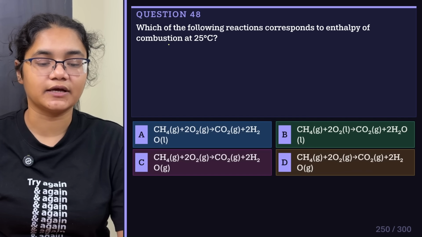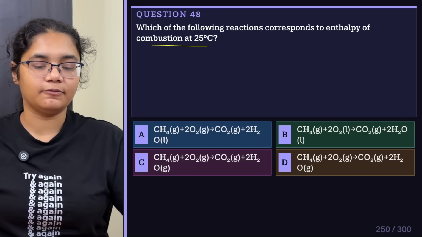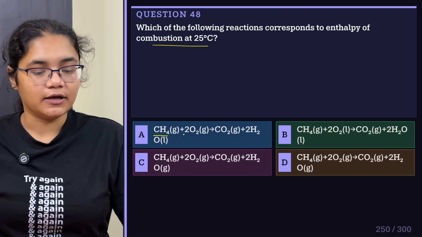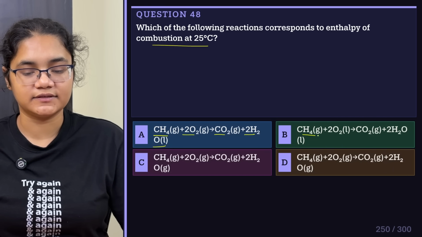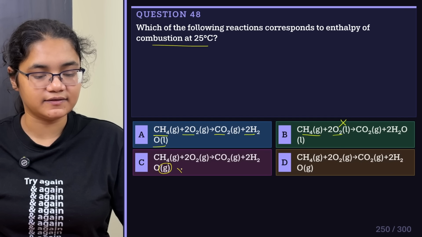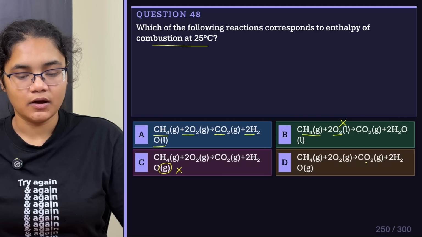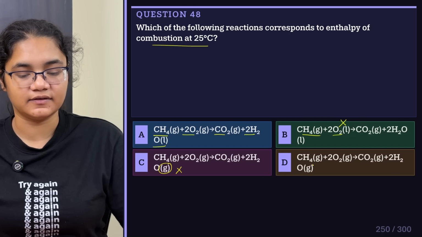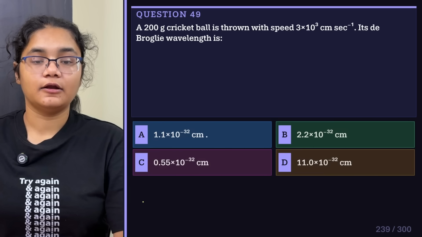Which of the following reactions corresponds to the enthalpy of combustion at 25 degrees Celsius? So for enthalpy of combustion, the reactant should always be 1 mole. And here we have 2O2 giving CO2 plus 2H2O. Here CH4 plus 2O2 is given as liquid, so this is wrong. Here we have H2O given as gas, that is wrong. Here we have CH4 plus 2O2 gives CO2 gas plus 2H2O, this is given as gas here, so this is also incorrect. So A has to be the correct answer. Okay, now let's see the next question.